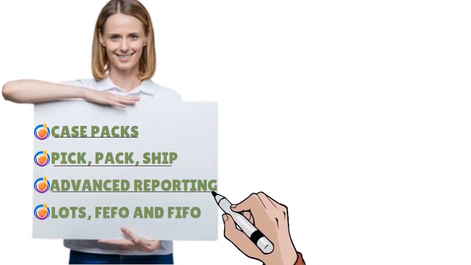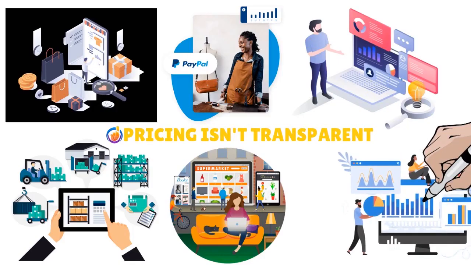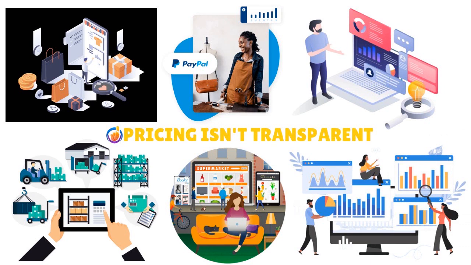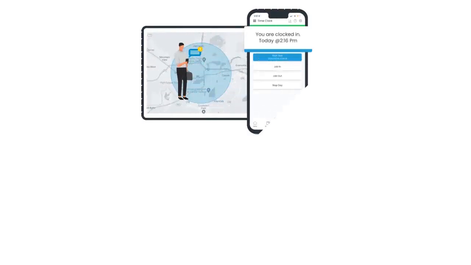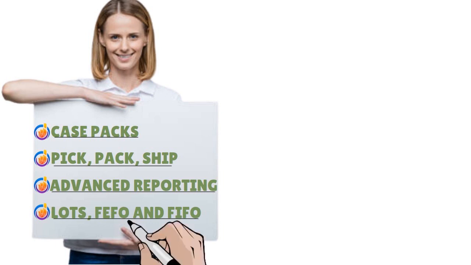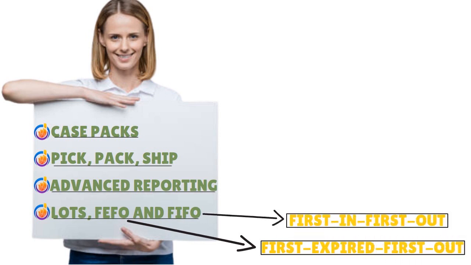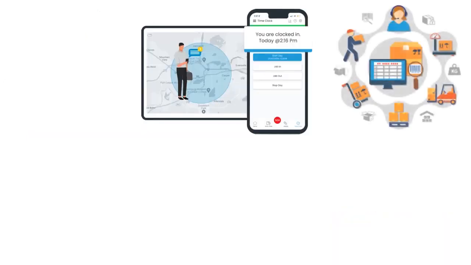When we talk about advanced reporting, you can get reports on stock replenishment, warehouse management, Amazon stock, and tracking user accountability within the warehouse. And when we talk about FEFO and FIFO, FEFO is first expired, first out, and FIFO is first in, first out. And so those picking methods are really important when it comes to properly valuing the inventory you currently have in your warehouse.